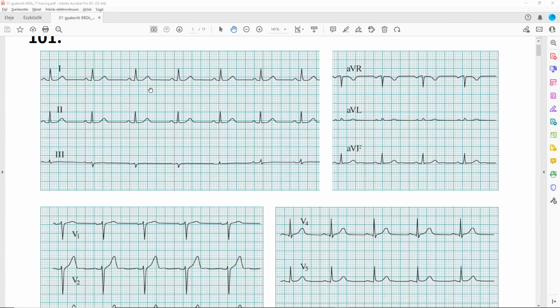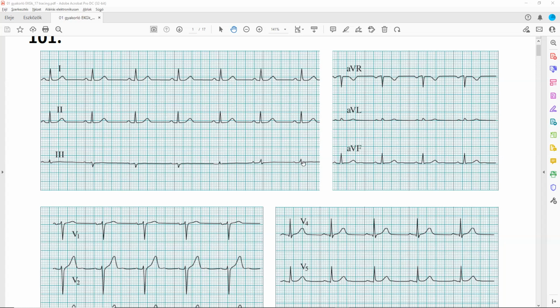I'm doing it while I'm looking. If I use the quadrant approach, then lead one is positive and AVF is also positive. So it's a normal axis, I think. Exactly, normal axis. Now, which is the equiphasic one?